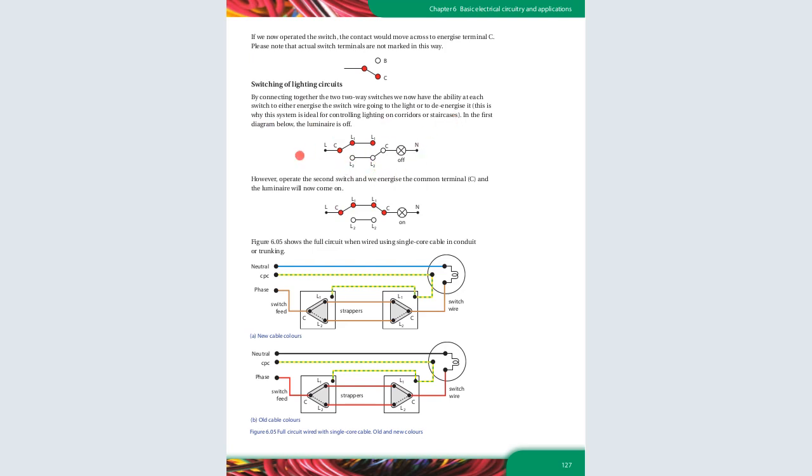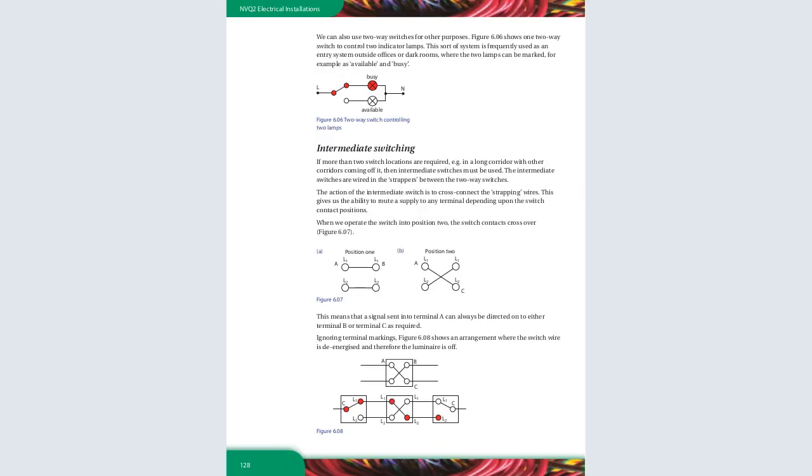So you can see this is the common, this is line 1, line 2, line 1, line 1, line 2, line 2, and then this is the common, this is the light. However, operate the second switch. So these things I know you've already done, and you can do them practically in the labs.